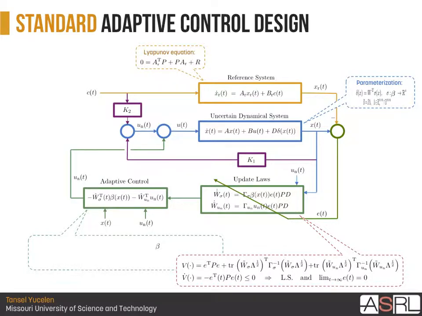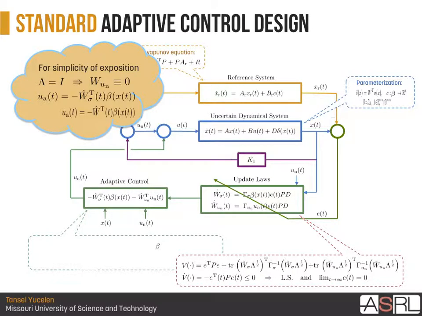In this case, if you consider this Lyapunov function candidate, by using these update laws, you can prove that the closed-loop system is Lyapunov stable, and the error goes to 0 as t goes to infinity, but it doesn't say anything about transient performance. For the rest, for simplicity of exposition, I am going to set lambda to identity such that there is no uncertainty in the control effectiveness, so that the adaptive control signal becomes only W hat transpose sigma, which recovers the material that I presented this morning. But for the method that I am going to show you next, you can simply apply it to both weight update laws.